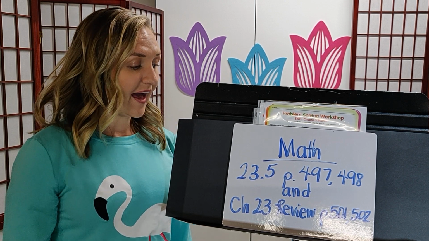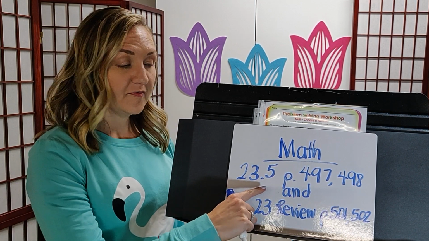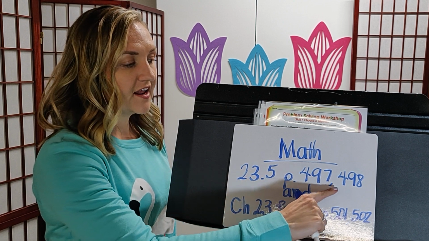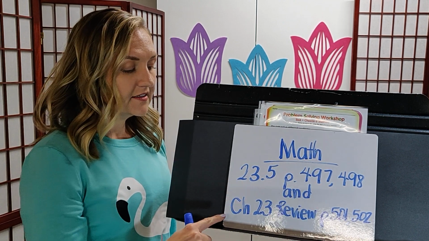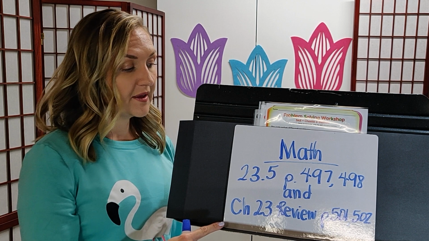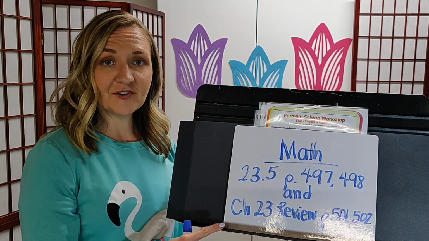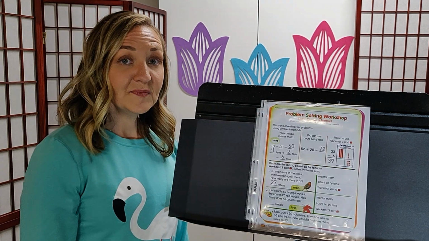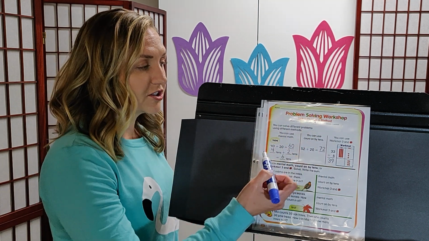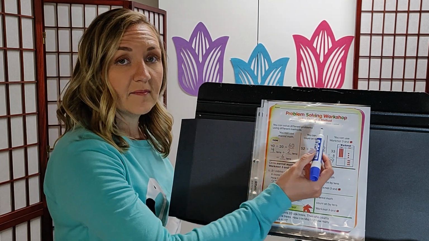Okay, let's look at Math 23.5, page 497 and 498, and Chapter 23 review on pages 501 and 502. This page is called Problem-Solving Workshop, and the skill is to choose a method.